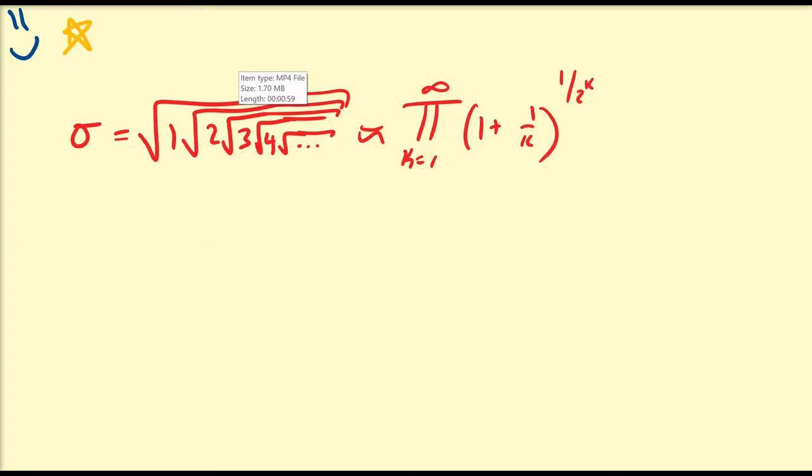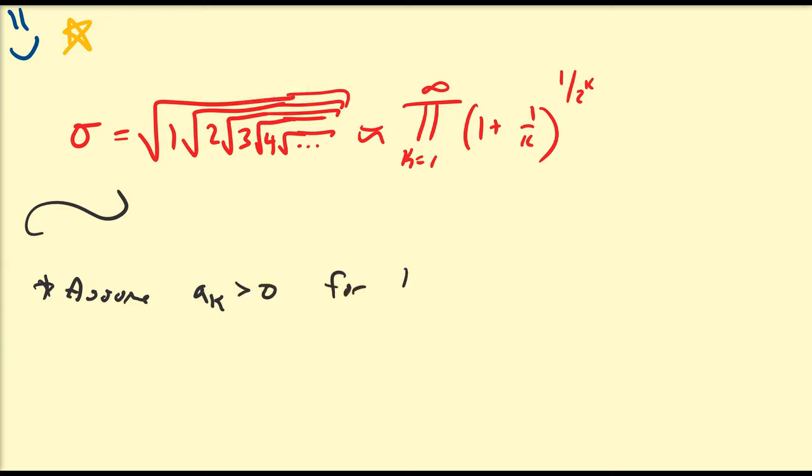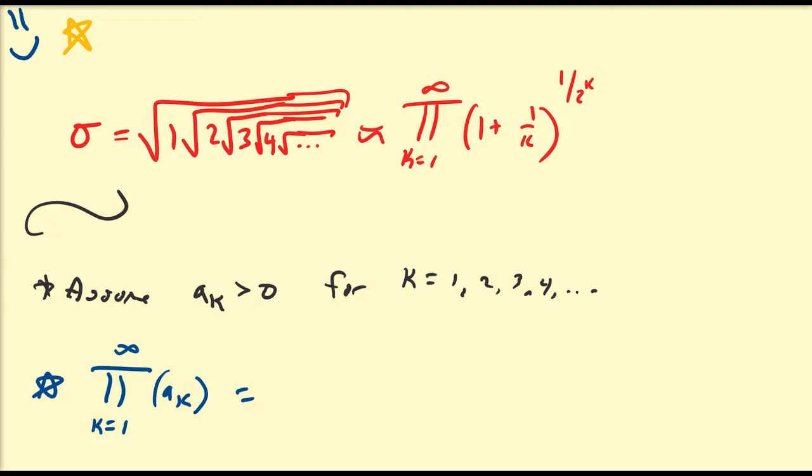To begin our discussion of infinite products, let's first consider a particular sequence. We're going to assume that a_k is a sequence of positive real numbers, and k is going to range from, say, 1, 2, 3, 4 to infinity, some indexing set depending on what you want. So the product from k equals 1 to infinity of a_k can be expressed via natural logs and exponential functions, as we already know.